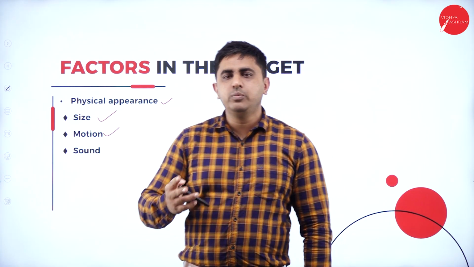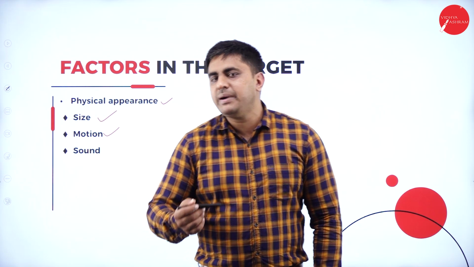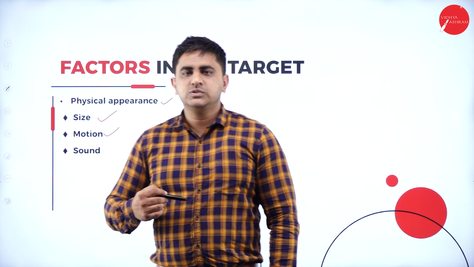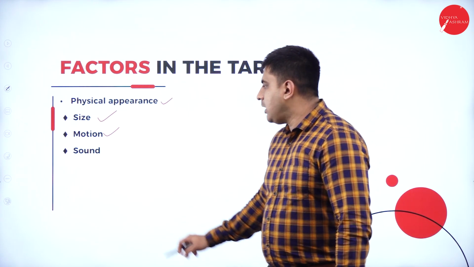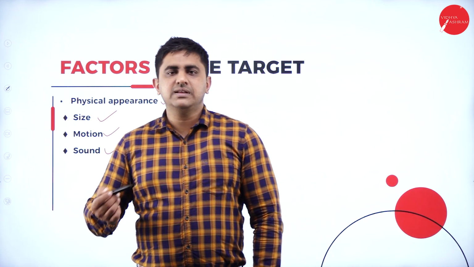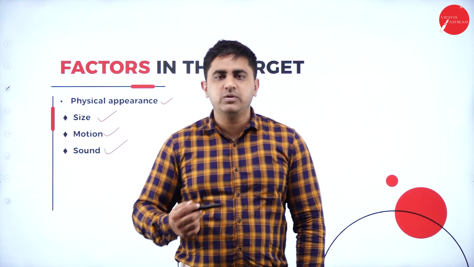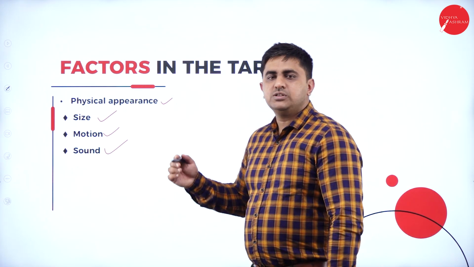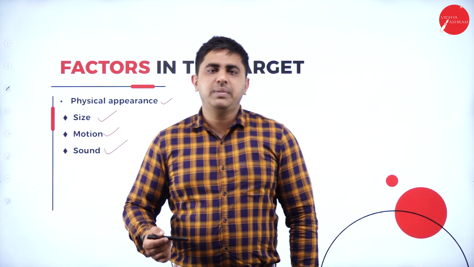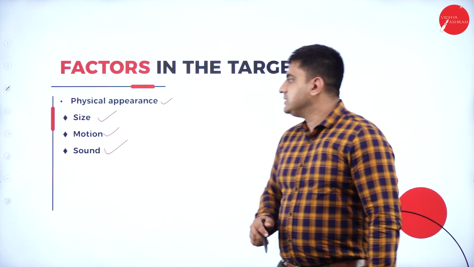Motion, that is, objects in motion are perceived better. For example, there are two bikes, one stationary and one moving. The bike which is moving will be noticed first and perceived first. So this is motion. Then sound. Suppose a person is giving a speech. If the sound is audible, with clarity in transmission of sound, you perceive it. If you are not able to listen properly, obviously you cannot perceive it. That is sound. So these are the factors in the target.